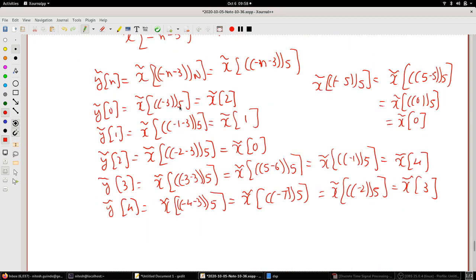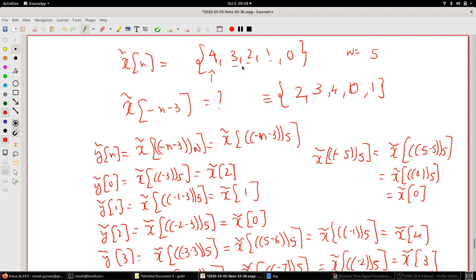So here y tilde of 0 is x tilde of minus 3 mod 5, which is x tilde of 2. X tilde of 2 is this guy here, so that is 2. Y tilde of 1 is x tilde of minus 4 mod 5, which is x tilde of 1. X tilde of 1 is 3 here. Then y tilde of 2 is x tilde of minus 2 minus 3, which is x tilde of 0, which is 4, correct. So y tilde of 3 is minus 3 minus 3, which is minus 6 mod 5, which is minus 1 mod 5, which is 4. X tilde of 4 is 0 here.